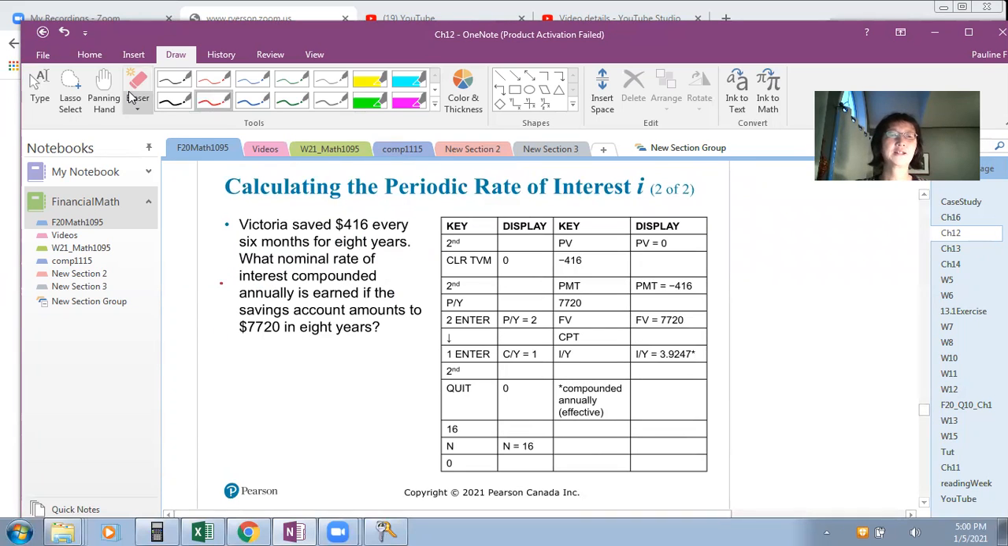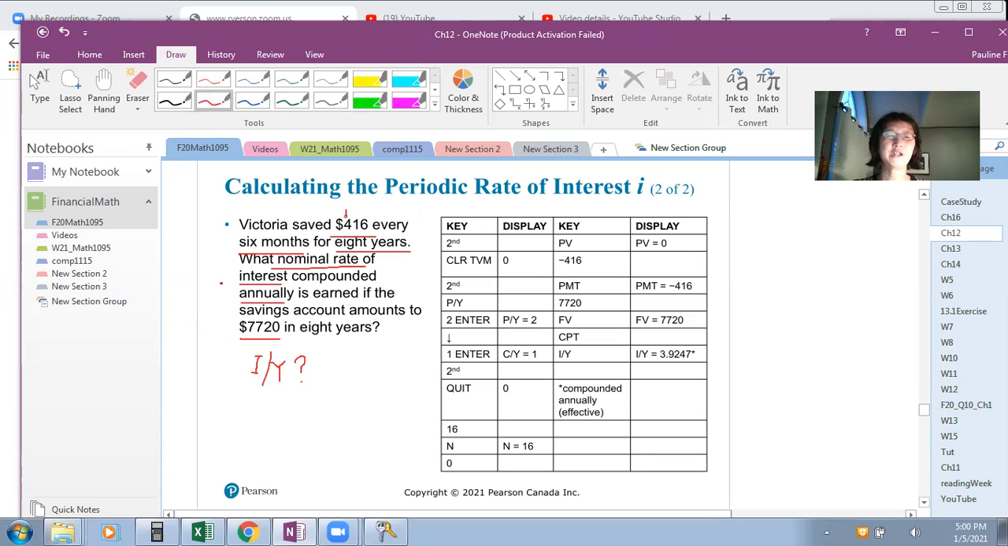Let's take a look at an example. Victoria saved $416 every 6 months for 8 years. What nominal rate of interest compounded annually is earned if the savings account accumulates to $7,720 in 8 years? So what is the question here? The question asks for the nominal rate of interest, ROI. What is ROI? That is the question.